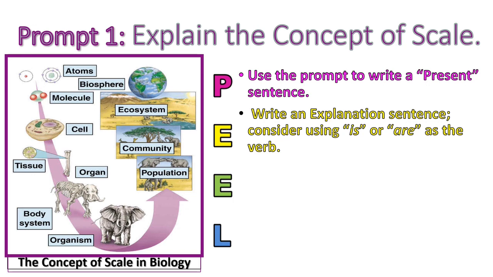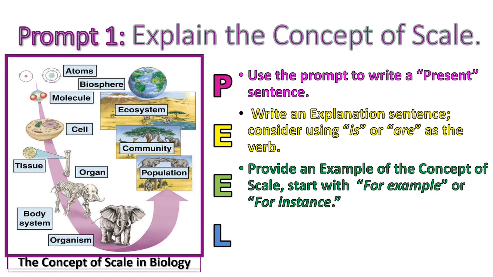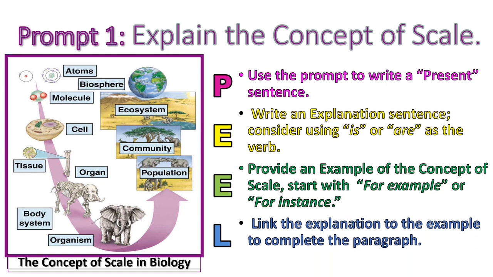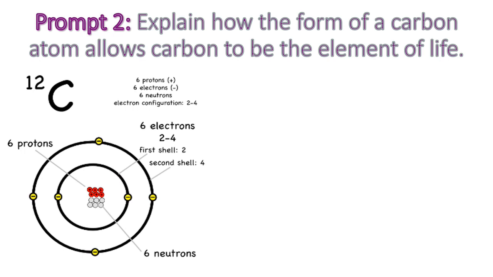You want to make this is something, is or are, so that there's a relationship there. Your example: provide an example of the concept of scale. The sentence you might want to start with for example or with for instance. Your 4th sentence, you want to link the explanation and the example together. The second prompt for this assignment: explain how the form of a carbon atom allows carbon to be the element of life. And there's an image that might help you.